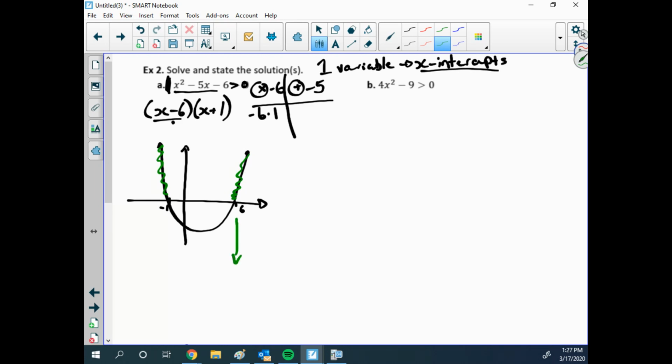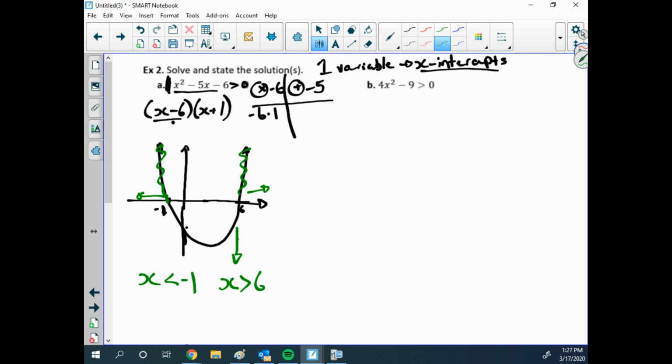So here, this would be x. My solution here is x is greater than 6, because it's from here and over, and it's here and less. So x is less than negative 1. I don't include the equal sign underneath because back in my original question, there was not an equal sign underneath my inequality.